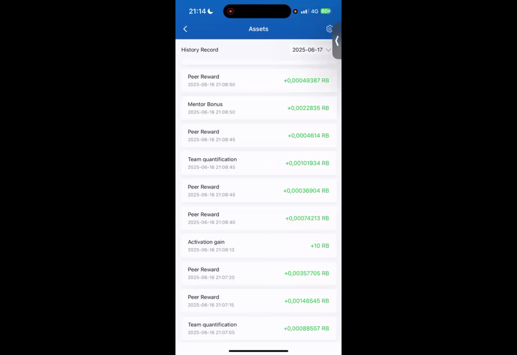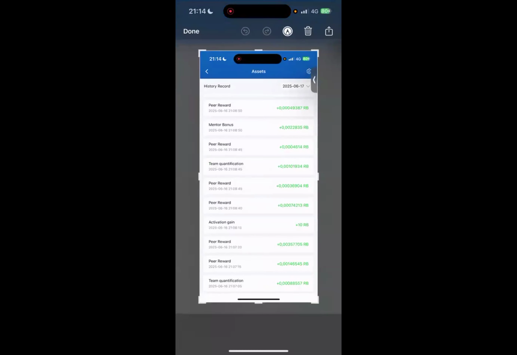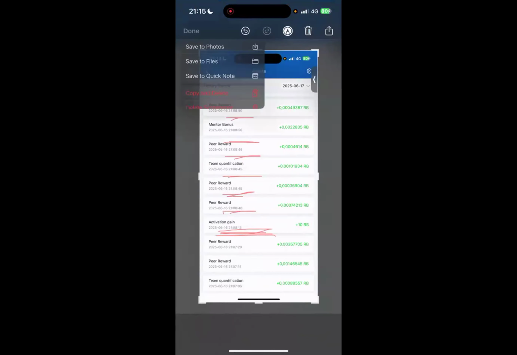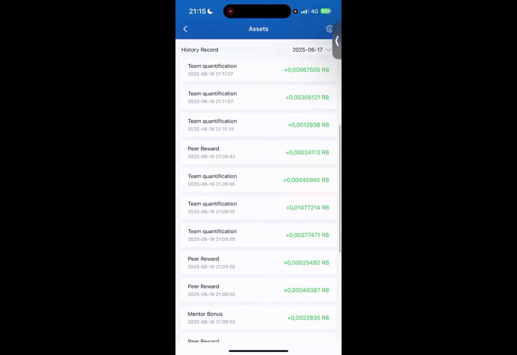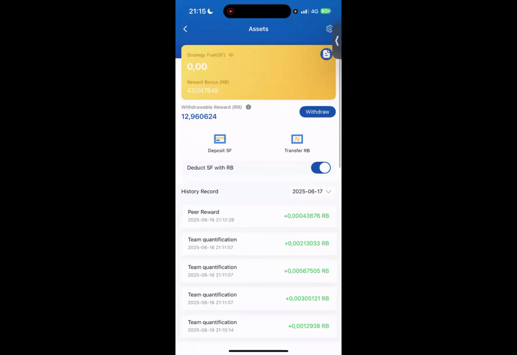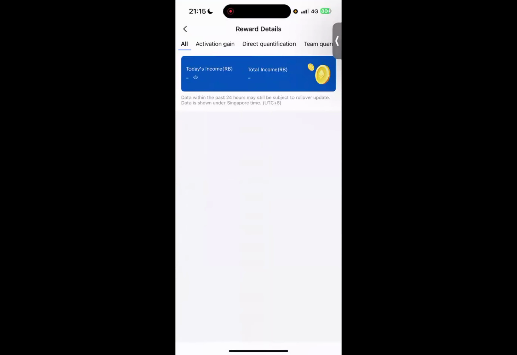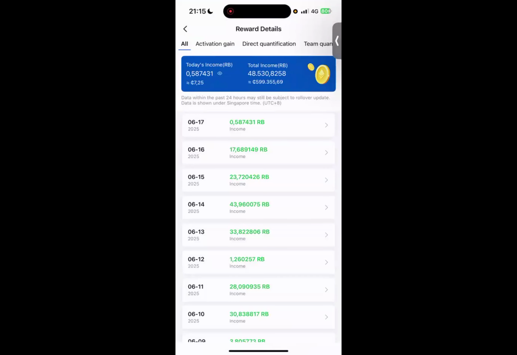Activation gain. Can you see? Within 1 minute, it's just flowing through because I am not selfish. I share the opportunity with one or two people. They also share it with other people. And monies are flowing through.